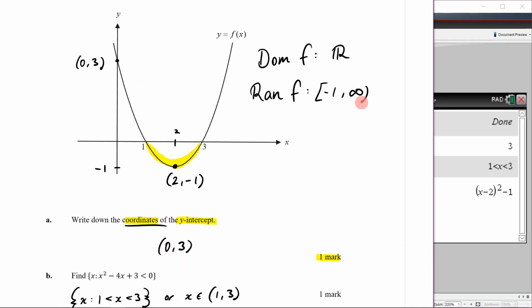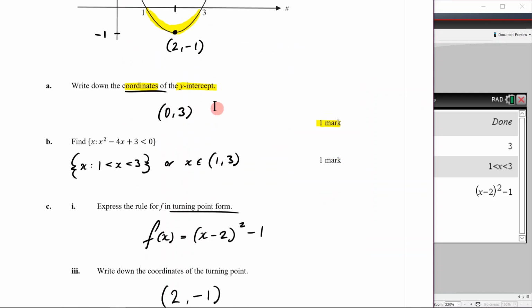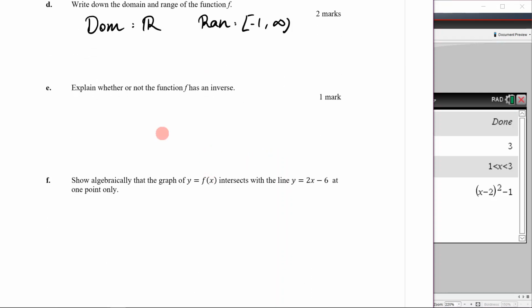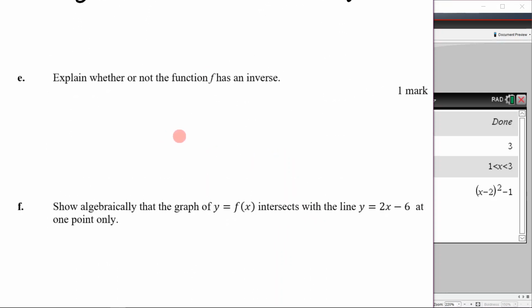So let's now write both of those in the space provided. So we come down here, and I'm going to go, the domain is going to be all real numbers, and my range is going to be negative 1 to infinity, like that. Perfect. Next, explain whether or not the function f has an inverse.